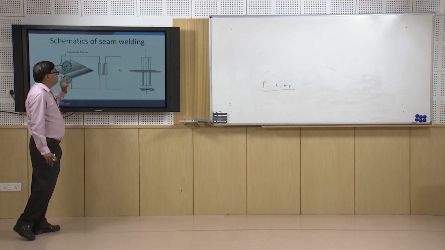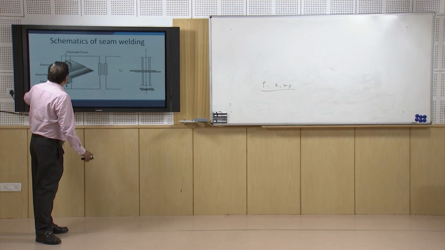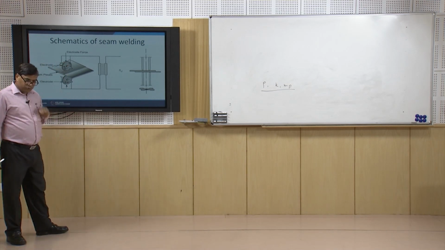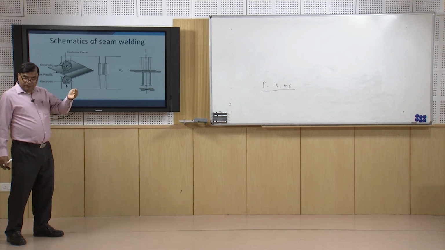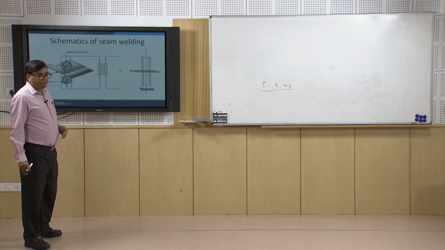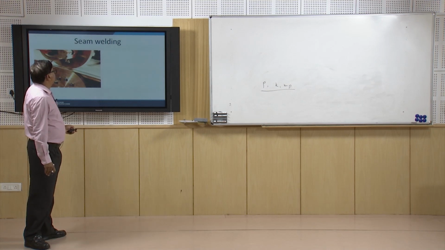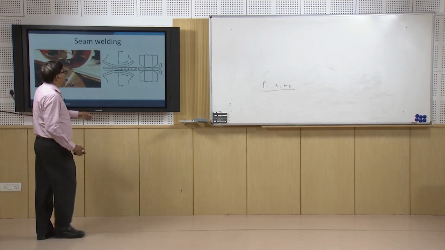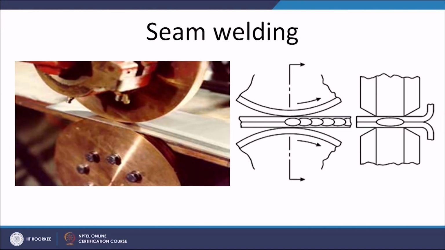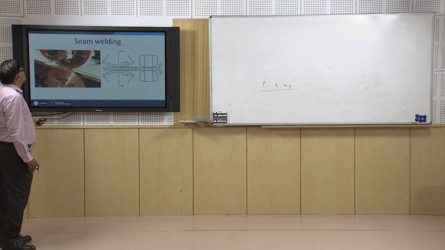When the sheets are passed through the rollers, depending on the kind of welding current supply, there may be continuous nugget formation or intermittent nugget formation. Which kind of nugget will be formed is what we will see here. The nugget may be formed with a certain kind of overlap like this, and this is one cross section of the nugget formation. These are the upper roller and lower roller, and the nugget is being formed with a certain kind of overlap. This is the real photograph of the seam welding arrangement.